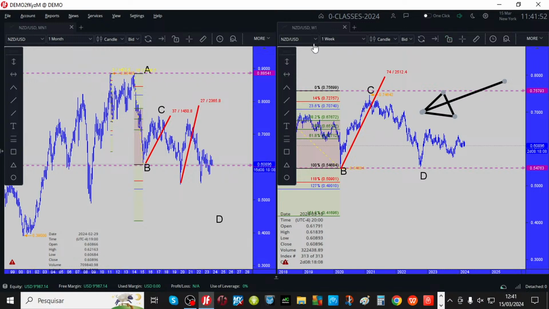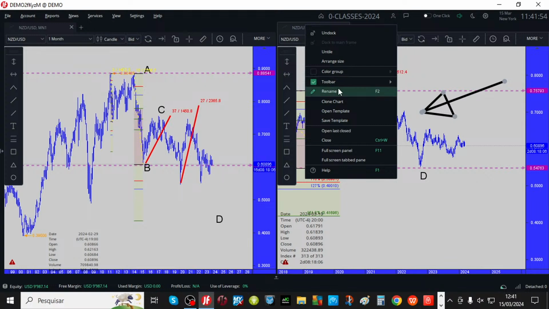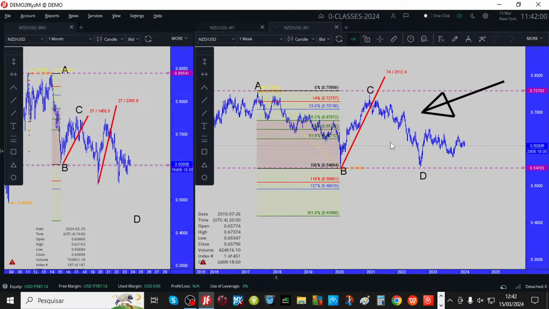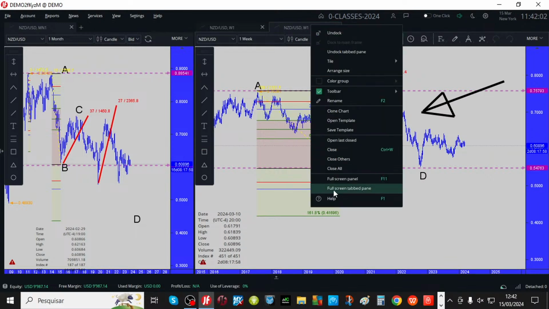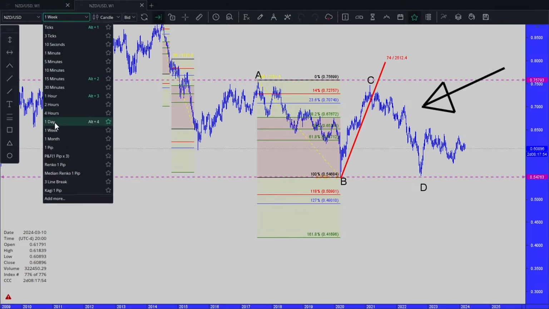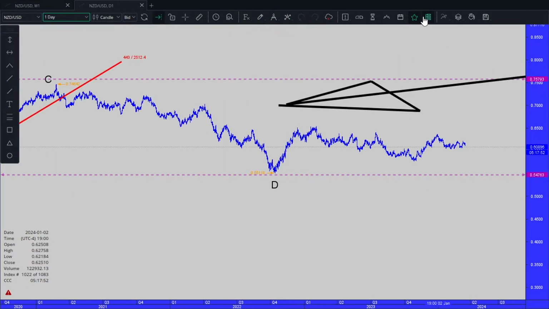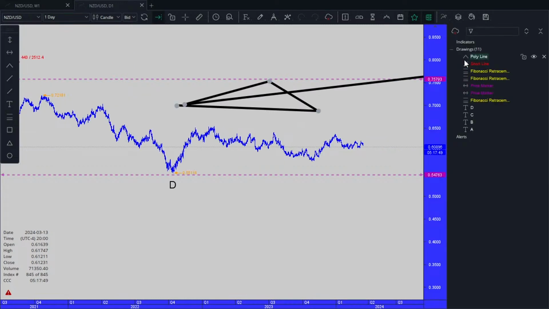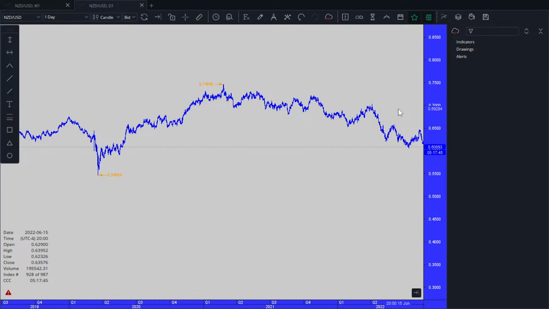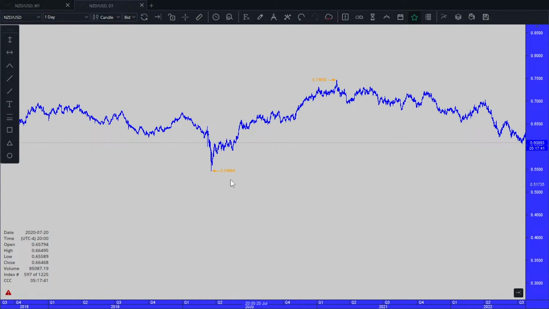All right, everybody, so let's finish strong on Friday. We are going to clone charts and we are going to go on the daily. Let's finish strong. This is the weekly, that's the daily, and we're going to go here and delete. All right. Let's finish strong.